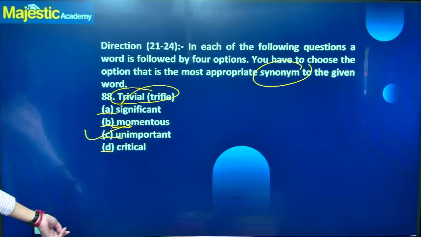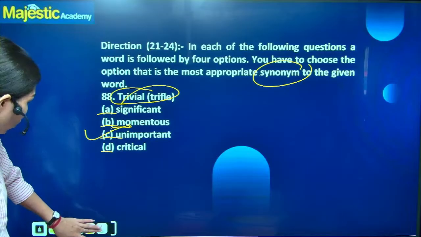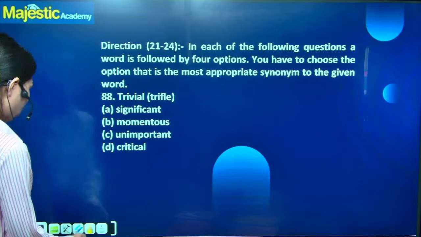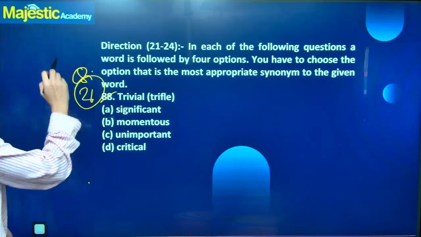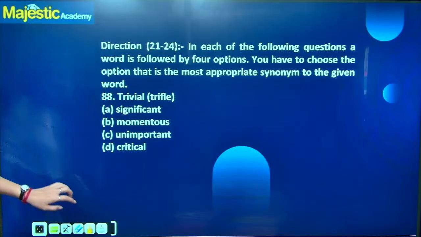So the option for question number 21 is the word unimportant. The question number has not been changed. This is supposed to be question number 21. So yes, the option should be option number C for question number 21. Okay, let's move to question number 24.